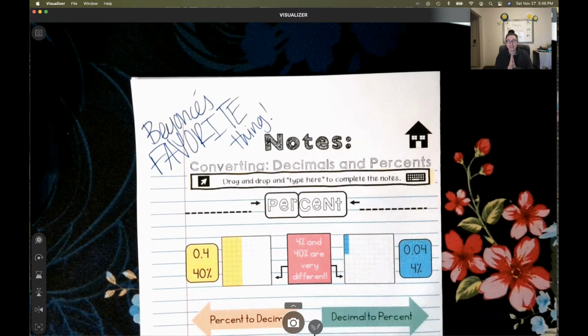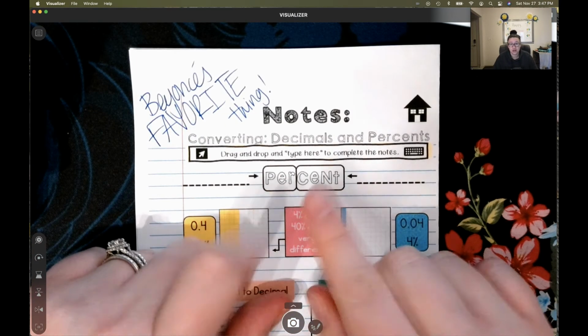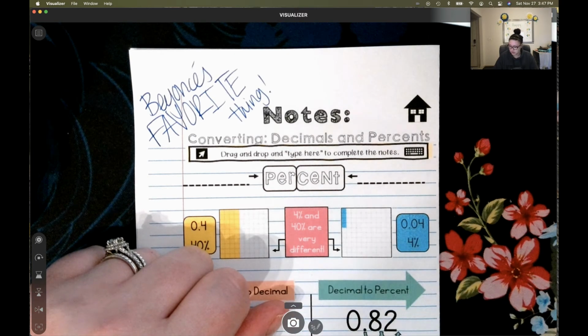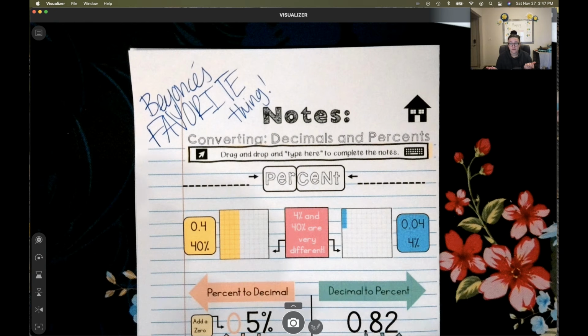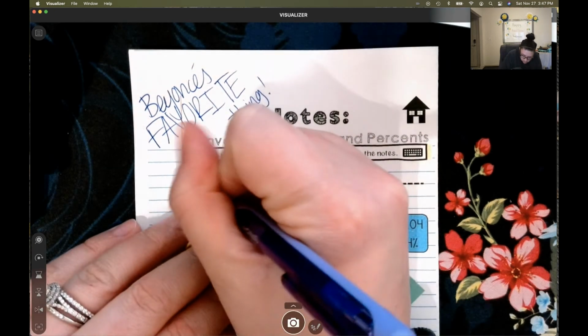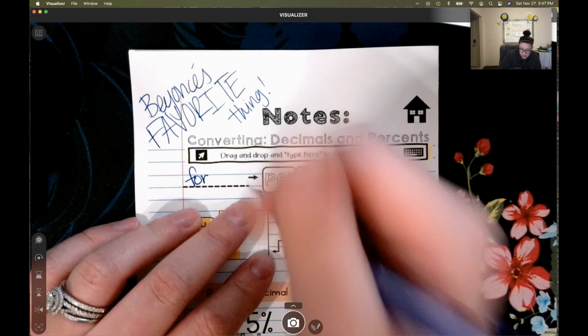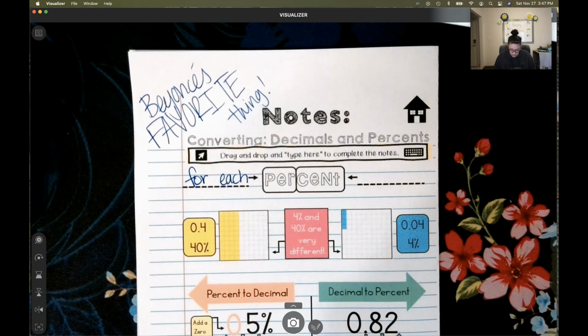All right, so first off, we need to talk about what is a percent. And to talk about that, let's break up this word. Percent. It breaks up kind of similarly in English and in Spanish. So per, like por in Spanish, means for. For this mathematical purpose, we're going to put for each. Per means for each.